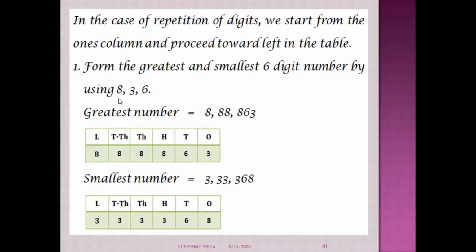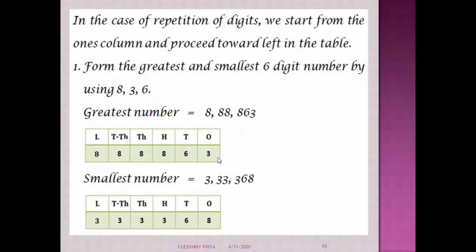How many digits are given? Only 3 digits are given. We need to form the greatest and the smallest 6-digit number. So clearly some digits are going to repeat. As we have learned, to form the greatest number we have to arrange the digits from greater to smaller. Here, when repetition is allowed, we have to start with the ones place, or the right side.